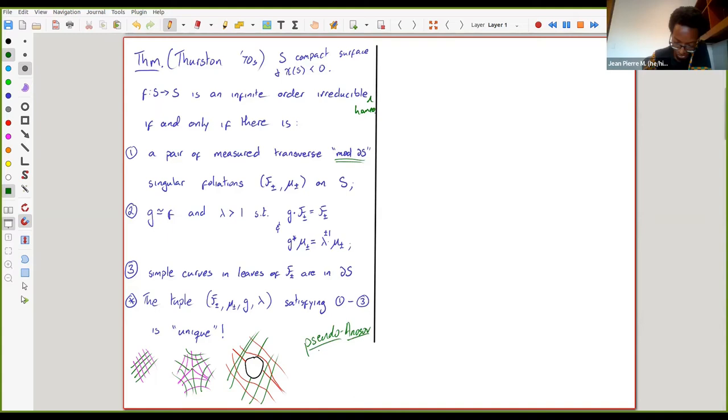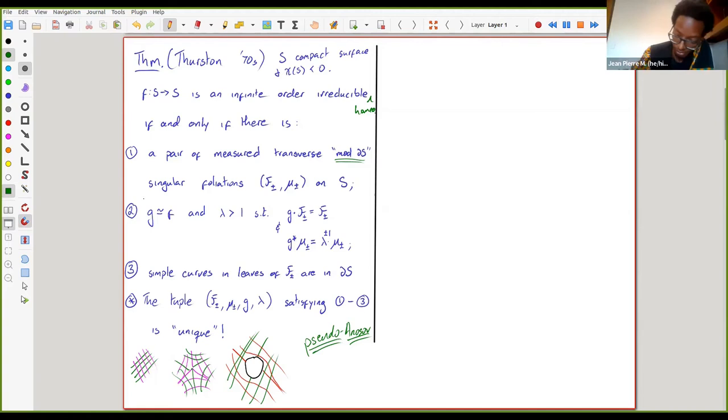This is not usually mentioned when the Nielsen-Thurston classification is brought up, but there's also a third part, which is that this tuple of the foliation, transverse measure, homeomorphism G and lambda are essentially unique. So there's only one tuple satisfying all these conditions 1 through 3. And basically the only changes you can do are to rescale the transverse measure by a scalar multiple, and to conjugate G by a homeomorphism that's isotopic to the identity. That will also satisfy the same conditions. But that's the only thing you can change.